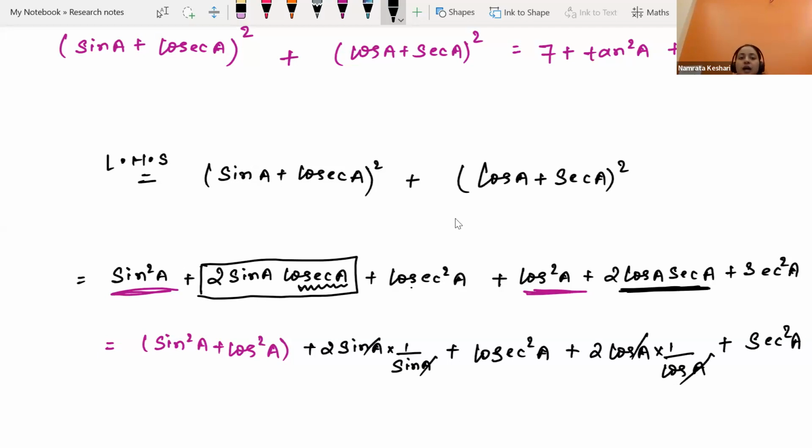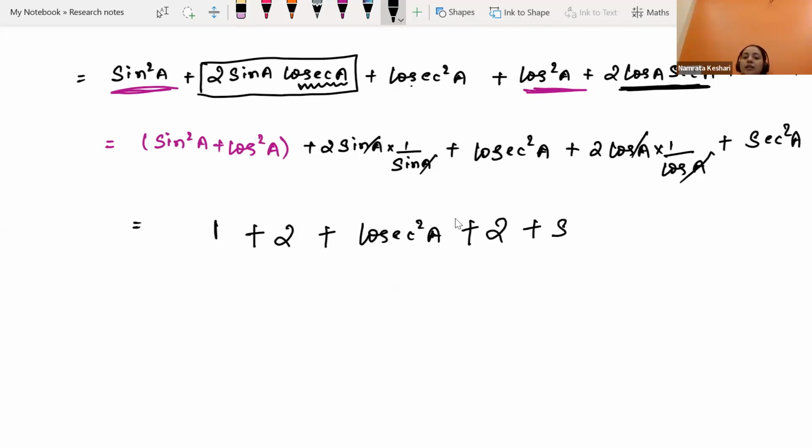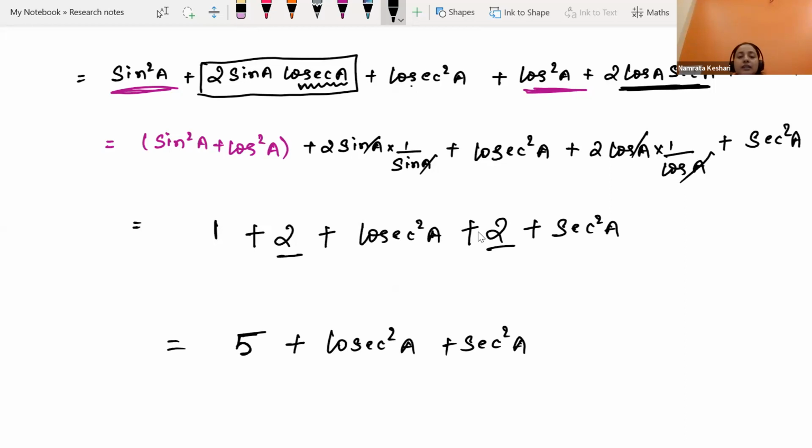Now, this sin square A plus cos square A is just 1. Here we ended up getting just 2. Here we are having cosec square A. Here we are having again just 2. And here we are having sec square A. Let's add all the numbers. 2 plus 2, 4, plus 1, 5. 5 we are getting. 5 plus cosec square A plus sec square A.